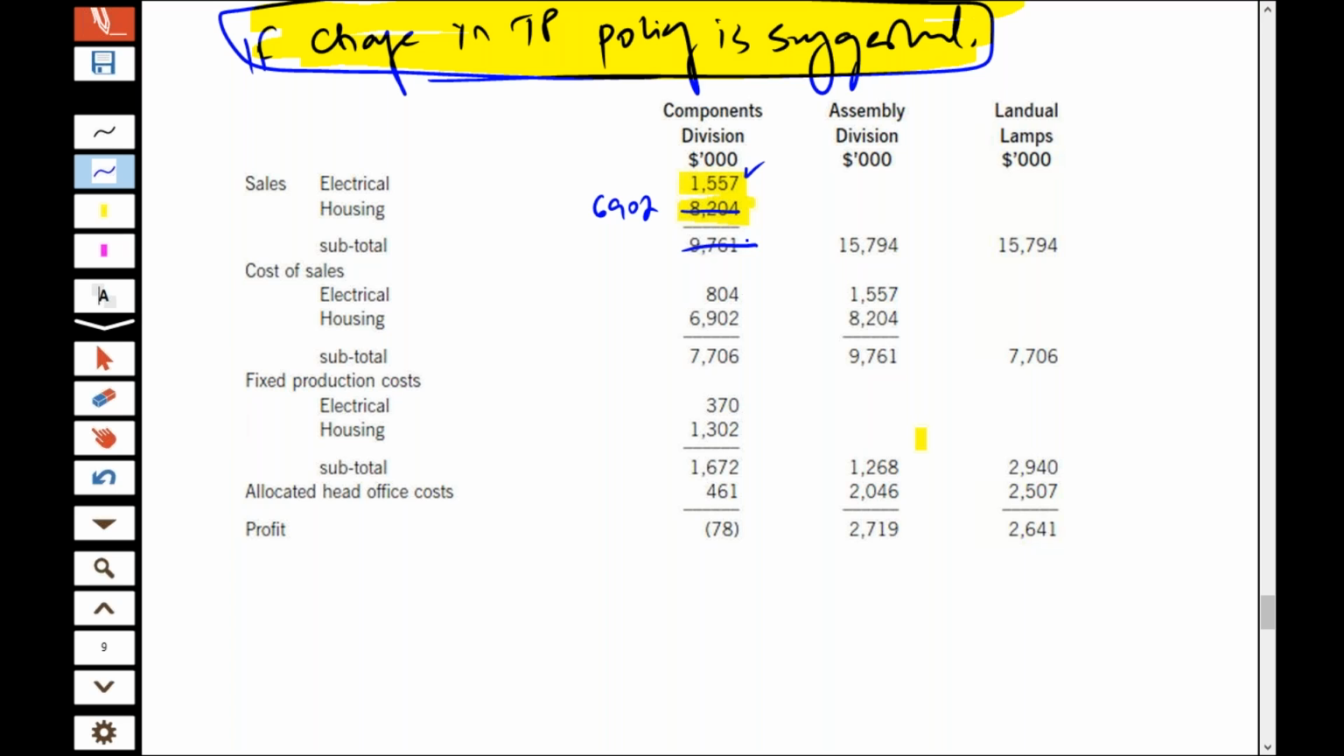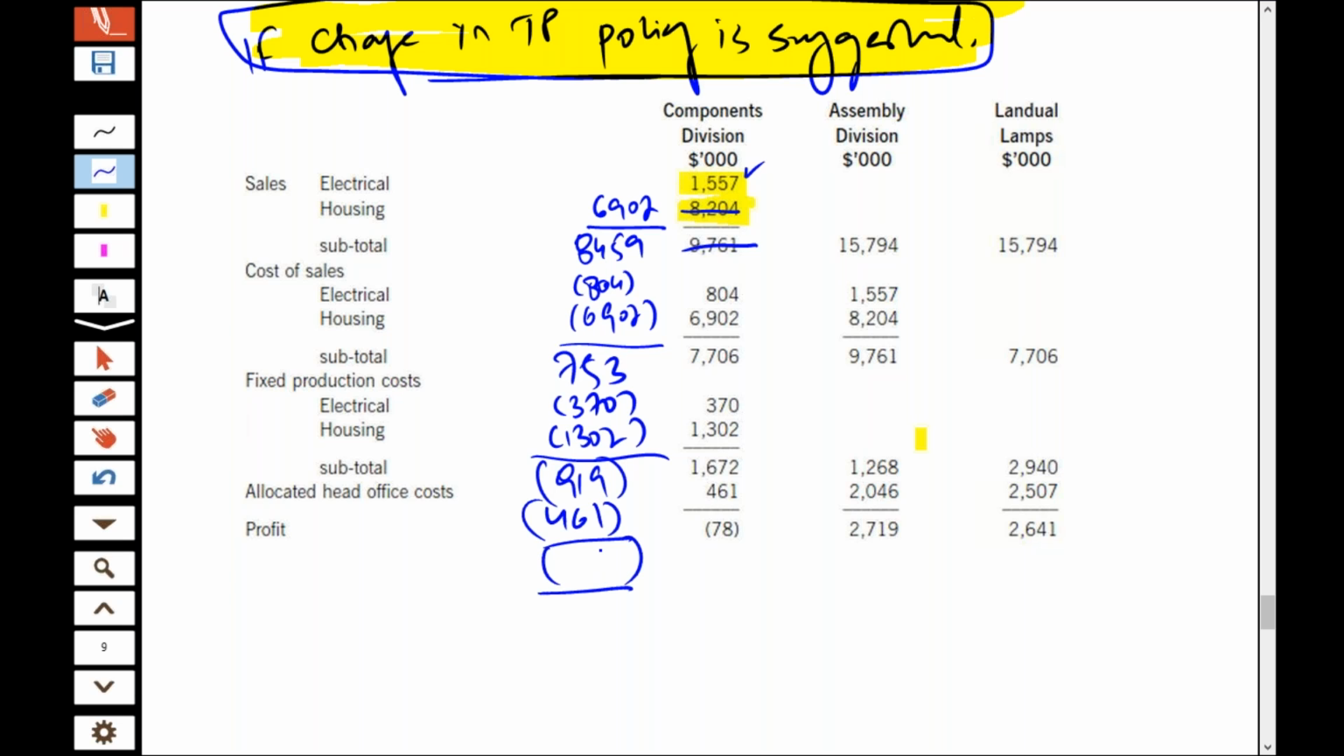So hence this is going to be 1557 plus 6902 gives you 8459. Then you've got 804, you've got 6902. So the subtotal becomes 753. Then you've got 370, you've got 1302. So resultingly there's going to be 919, and there is 461 head office cost. So hence this would run into a further loss of 1380.